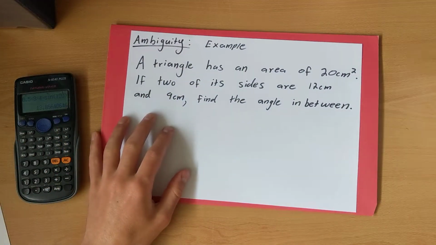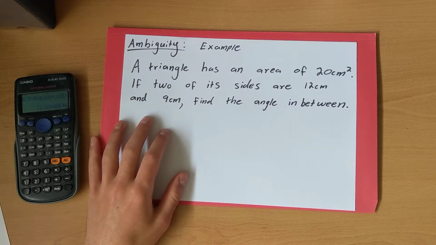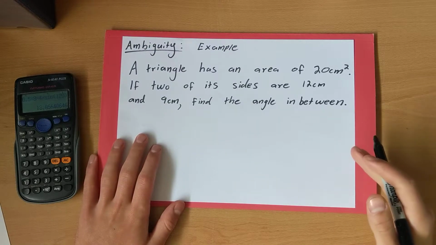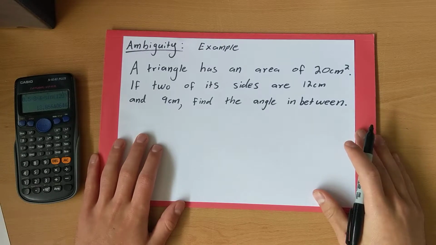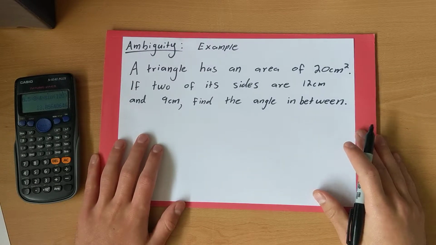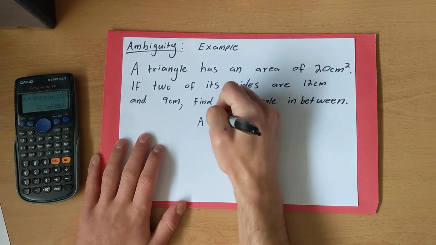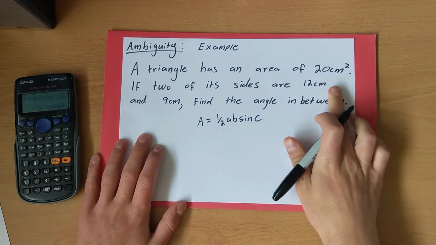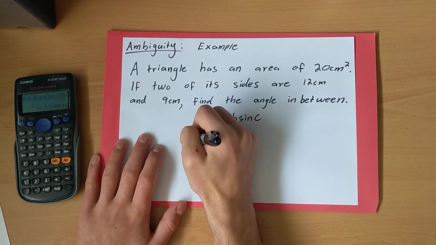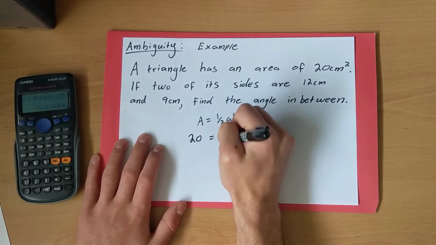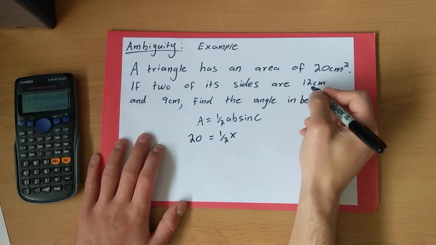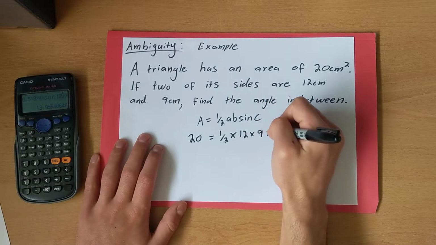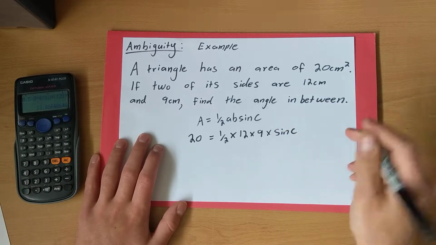So let's see an example of that. Let's say I get this question. A triangle has an area of 20 centimeters squared. If two of its sides are 12 centimeters and 9 centimeters, find the angle in between. So I know that my formula is A equals half AB sine C, and I'm told that the area is 20 centimeters squared, so that means 20 equals a half times A is 12 centimeters, B is 9 centimeters, and I'm looking for the angle in between.